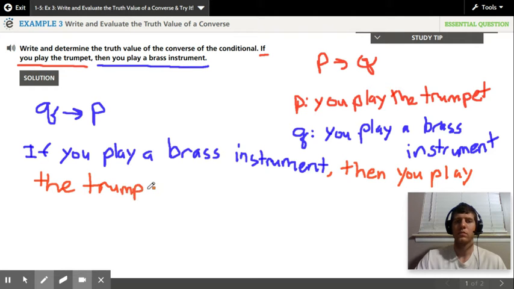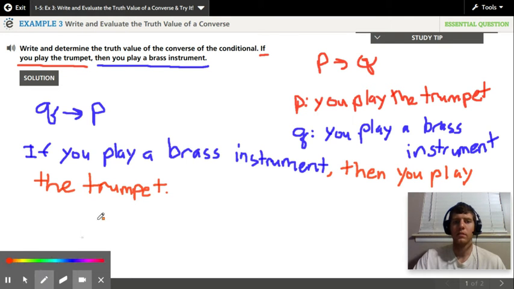It asks us to assess the truth value of the converse. So a trumpet is a brass instrument. So our conditional statement was true, right? If you're playing the trumpet, it is a brass instrument. So your conclusion follows from your premise. Your conclusion follows from your hypothesis.